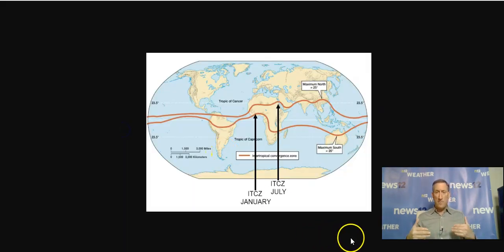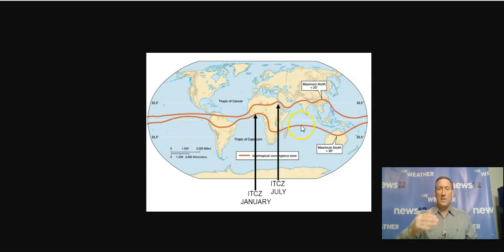Here's the intertropical convergence zone. Remember, the northeast trade winds meeting the southeast trade winds. By the way, this is the prime wind belt for hurricanes. Southeast trade winds meet the northeast trade winds, the intertropical convergence zone. Notice where it says January and July. So notice it fluctuates a little bit around the globe. As we go into the northern hemisphere summer, the intertropical convergence zone moves north. As we go into the winter in the northern hemisphere, the intertropical convergence zone moves south.